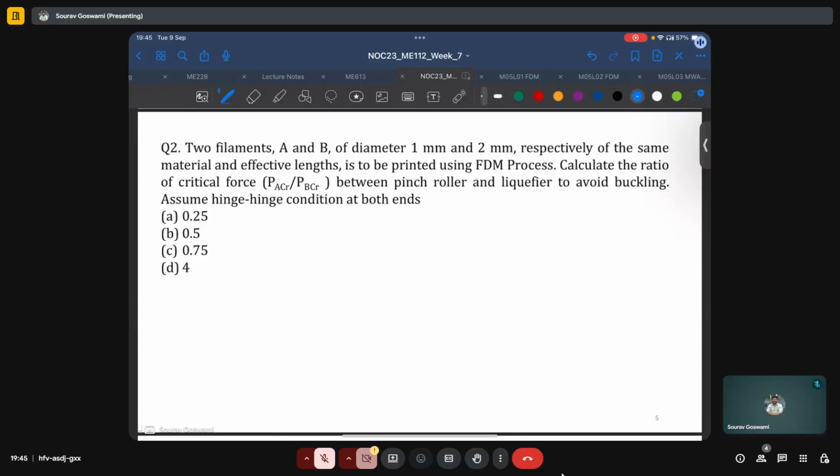The second question is asking us: two filaments A and B of diameters 1 mm and 2 mm respectively, of the same material and the same effective length, are to be printed using the FDM process. Calculate the ratio of the critical force PA critical by PB critical between the pinch rollers and the liquefier to avoid buckling. Assume hinge condition at both ends.